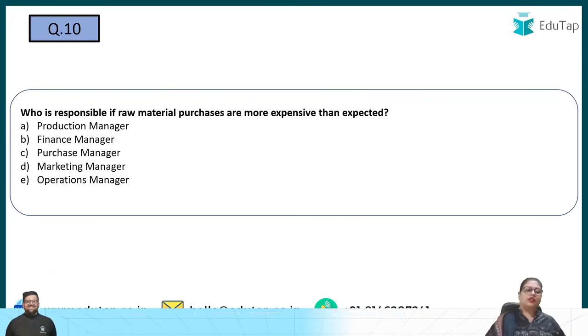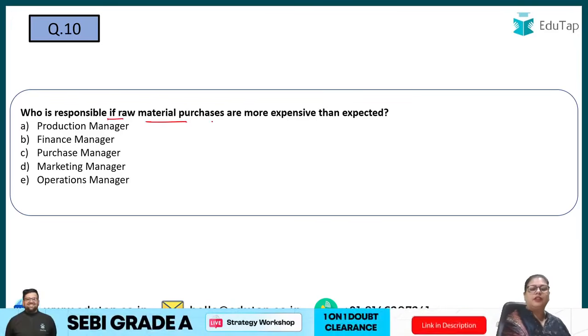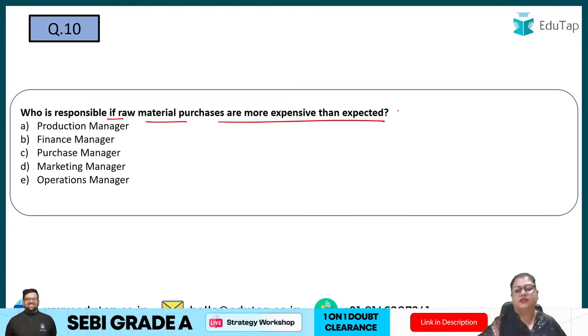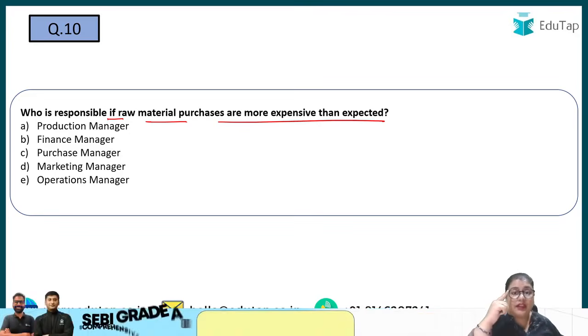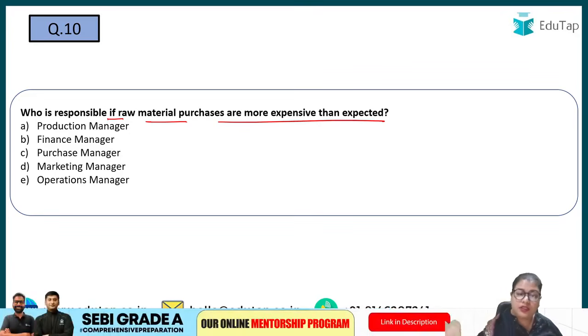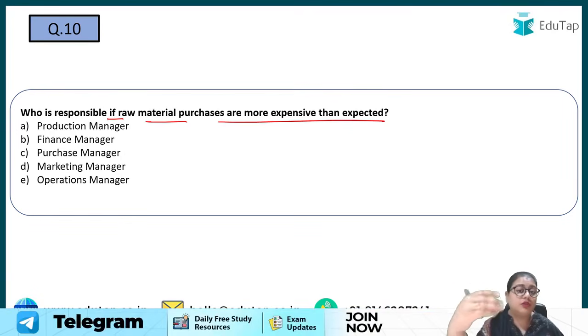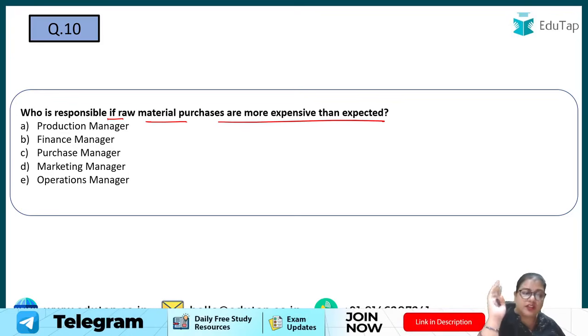Now, who is responsible if the raw material purchases are more expensive than expected? Basically, the person who is buying is not able to negotiate, and he is buying more expensive, right? So who will be responsible? किसको पकड़ेंगे? Will we catch the production manager?